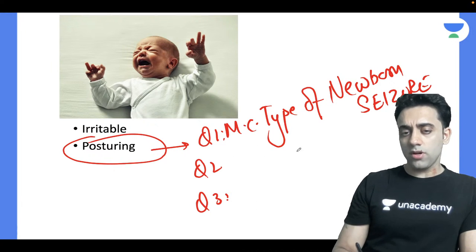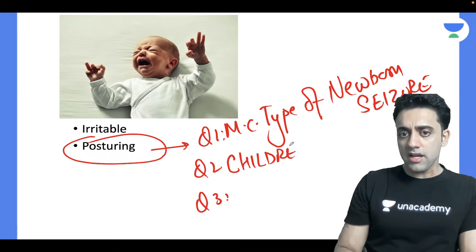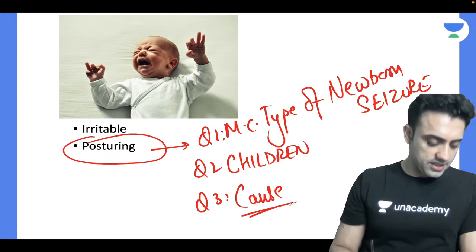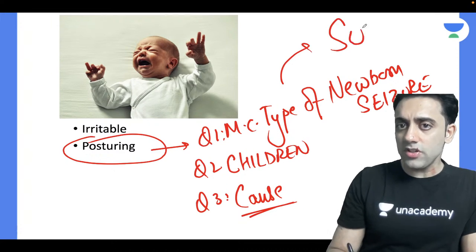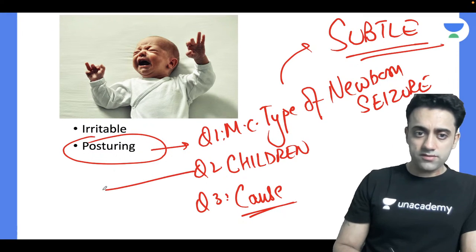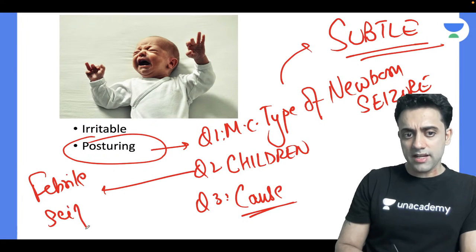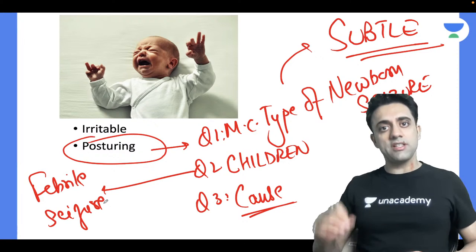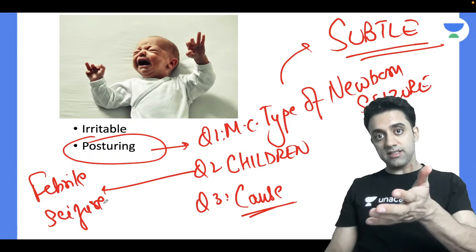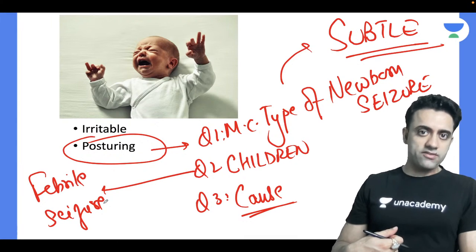Yes, the most common type of neonatal seizure is subtle. Very true. And the most common cause of seizure in children is high fever, that is febrile seizures. Are you understanding? In a newborn, the most common type will be subtle. And if a child has a seizure, the most common cause will be febrile.